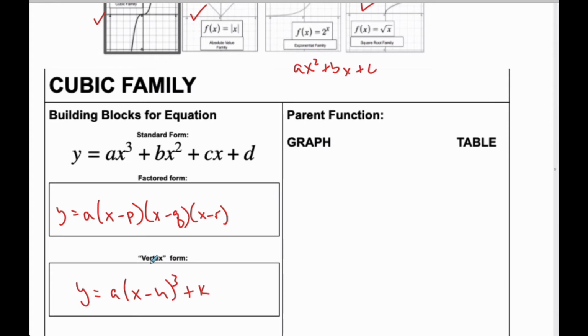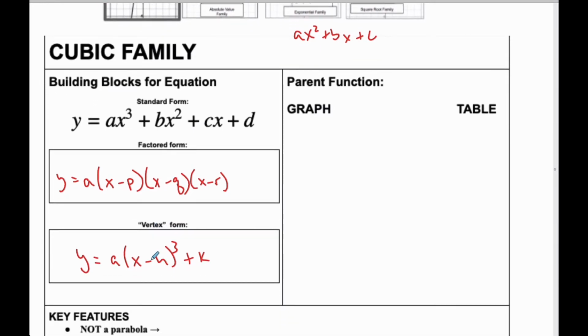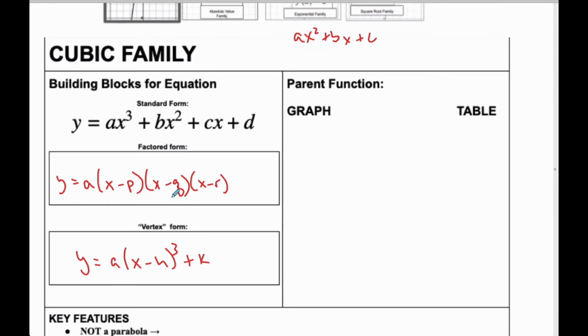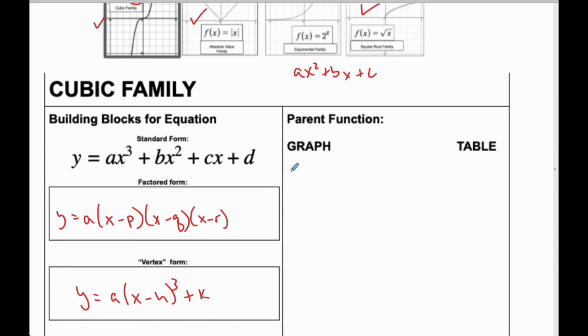And vertex is a bit misleading because it's not quite the vertex, it's the pivot point is what we call it. And so let's take a look at what the function actually looks like. Let's look at the parent function. We should look at y is equal to x cubed. If I make myself a table, as always, here is x and here is y. I'll start at 0, -1, -2, -3, 1, 2, 3.